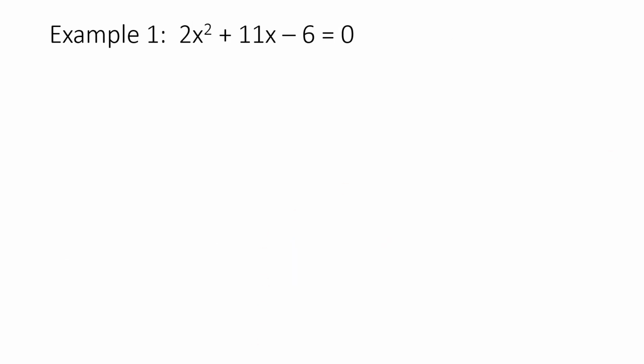So let's start off with this problem. This is our problem that we already know the answers to. Okay, so put it in ax squared plus bx plus c equals 0 form, and you can see I already have it in that form. It might be helpful to remember that subtracting is adding a negative, so that you remember that your c value is negative. So we have a is equal to 2, b is equal to 11, and c is equal to -6.